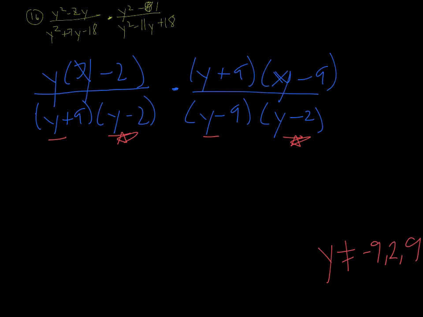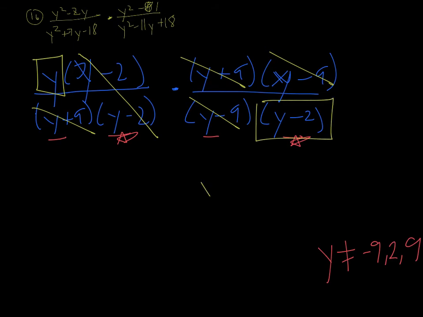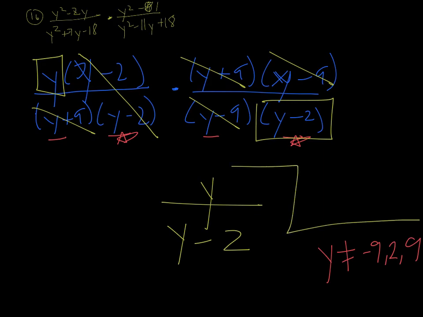So now I can look, what's the same on top and bottom? I have a y minus 2 and a y minus 2. I have a y plus 9, a y plus 9, and a y minus 9, y minus 9. So all I have left are these two right here. So y over y minus 2 would be my simplified equation plus these domain restrictions.